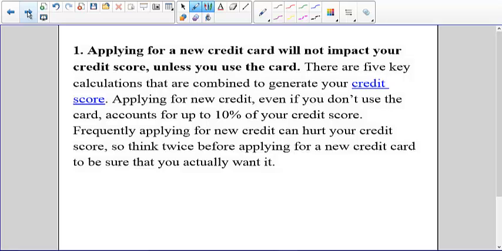So what does it say here? There are 5 key calculations that are combined to generate your credit score. Applying for new credit, even if you don't use the card, accounts for up to 10% of your credit score. Frequently applying for new credit can hurt your credit score. So think twice before applying for a new credit card unless you really need it. Okay? Don't just start getting credit cards.